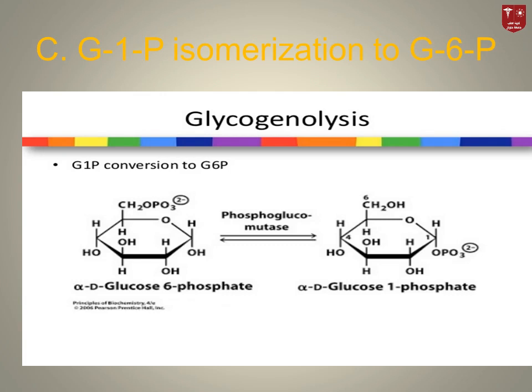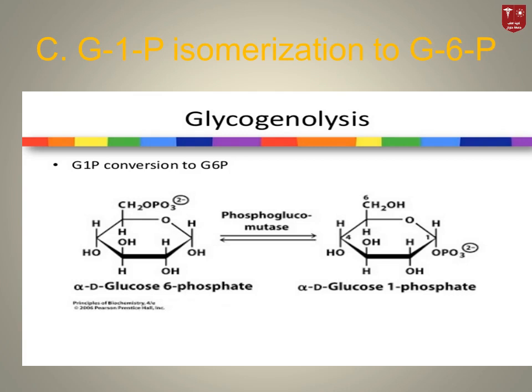Glucose 1-phosphate will be acted upon by the phosphoglucomutase enzyme to give glucose 6-phosphate. This is a reversible enzyme: it can convert glucose 6-phosphate to glucose 1-phosphate and glucose 1-phosphate to glucose 6-phosphate. Why do we convert glucose 1-phosphate to glucose 6-phosphate? Because we want to take this glucose outside the cell in the liver. If this glycogen is stored in the liver, we want to take this glucose outside the cell, so we need to convert it from glucose 1-phosphate to glucose 6-phosphate.